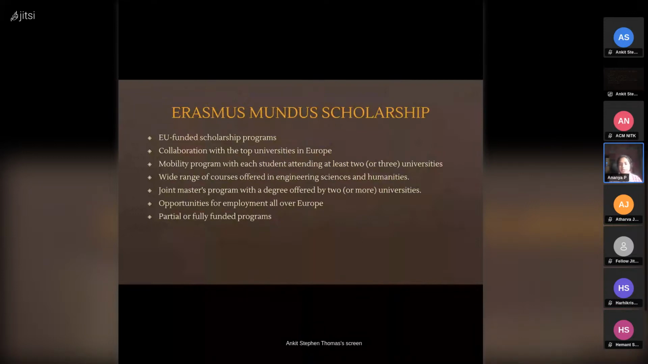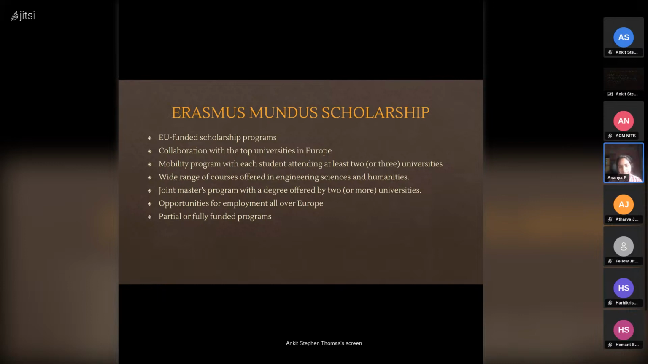Okay, so coming to the Erasmus Mundus Scholarship. These are a set of programs which is funded by the European Union. This program is a joint master's program between two or more universities. Basically, each program has a tie-up with 5 to 6 universities all around Europe, in different countries of Europe. Basically, one university in each country is tied up to each program.